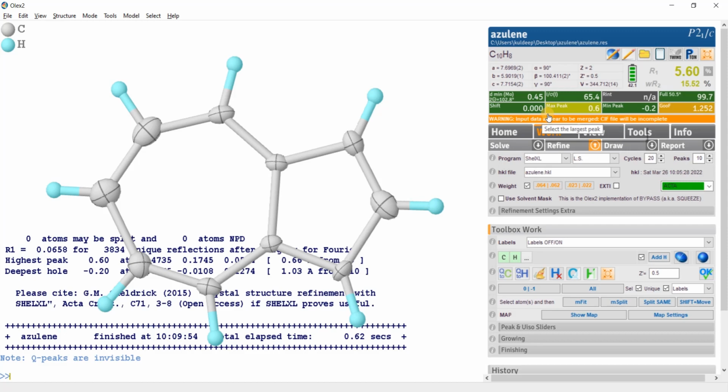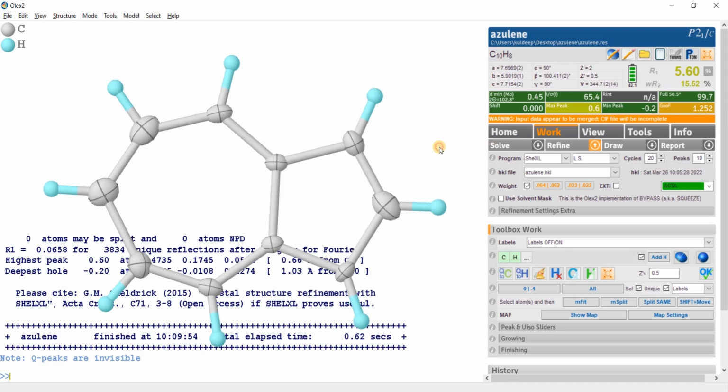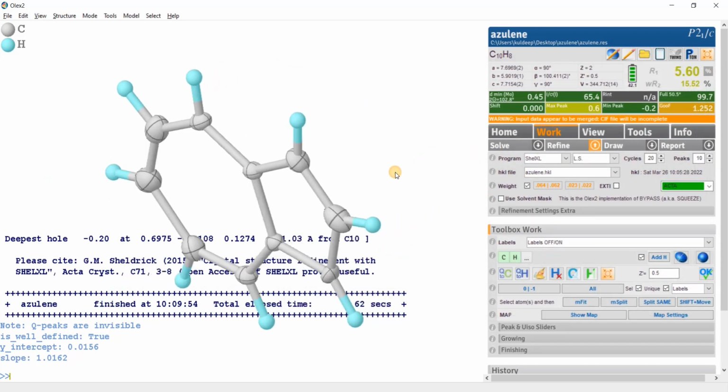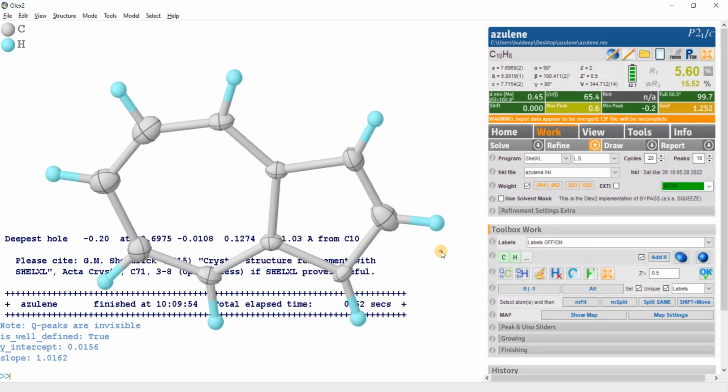Yes, it's now 0. The goof value is a little bit higher than 1. This is not a disorder, this is due to some other reason. And now the F observed versus F calculated graph is now very nice looking, and it completes the refinement part.